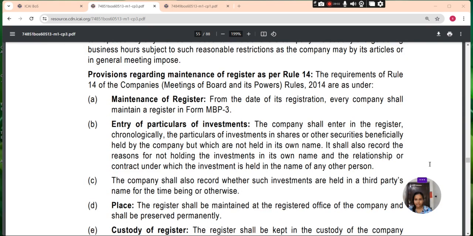Then comes what will be the provision regarding the maintenance of register as per Rule 14, of the Companies (Meetings of Board and its Powers) Rules, 2014. Under maintenance of register: from the date of its registration, every company shall maintain a register in Form MBP-3.